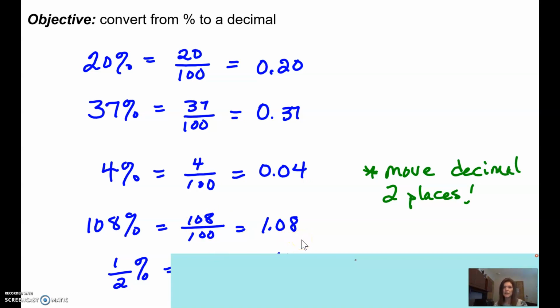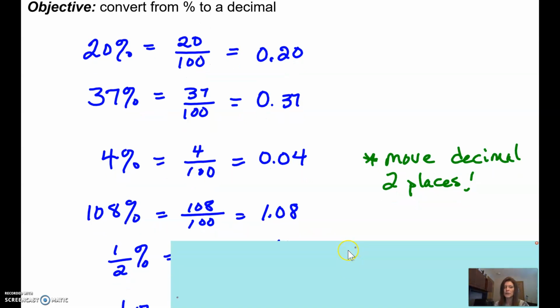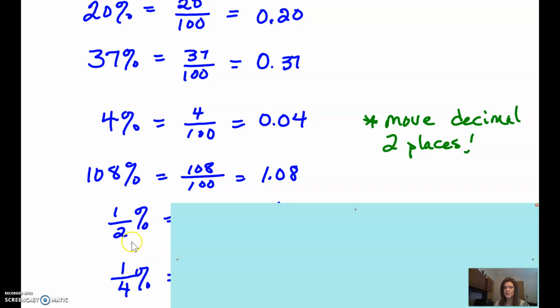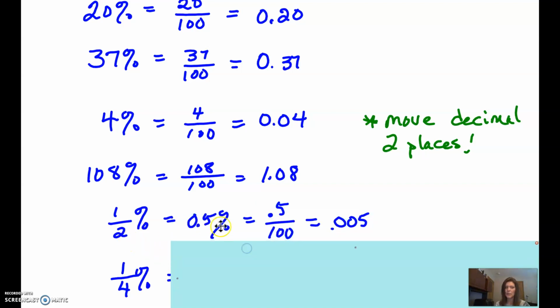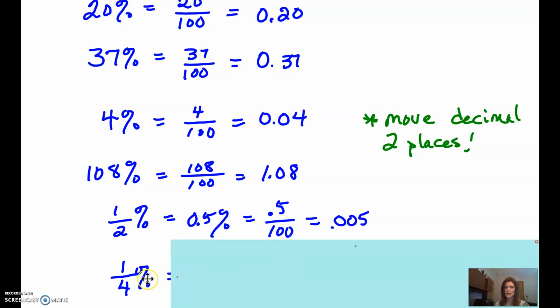So not everything that was given to you in percent form is going to be a 2-place decimal. It might have a whole number with it. So pay attention to where you're starting. Here's another somewhat odd one. Half of percent. Well, that would be 0.5%, correct? So 0.5 over 100. We got to move the decimal point 2 places, so we end up with 0.005. So watch out for those small ones.